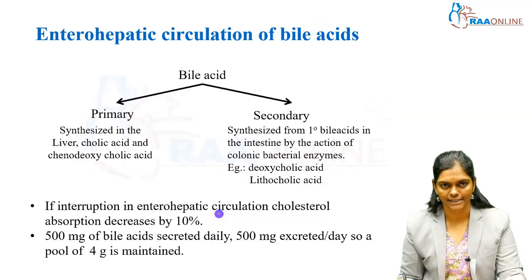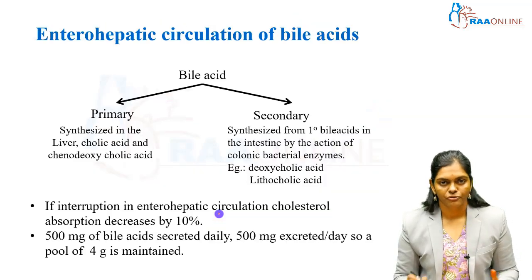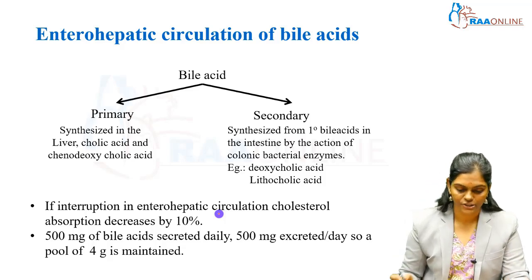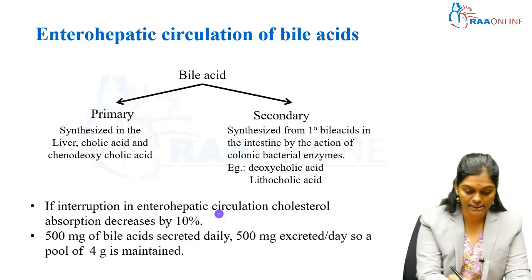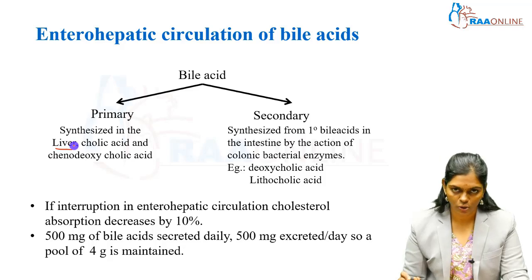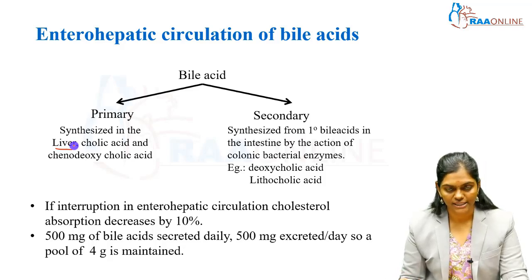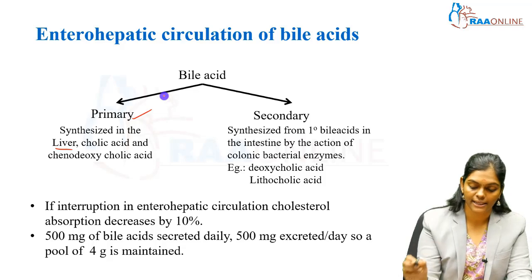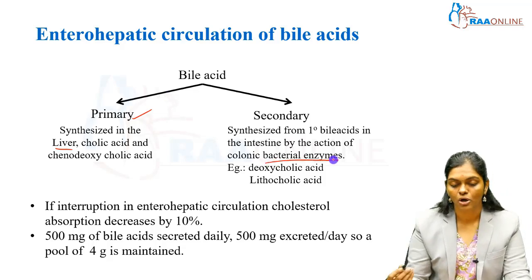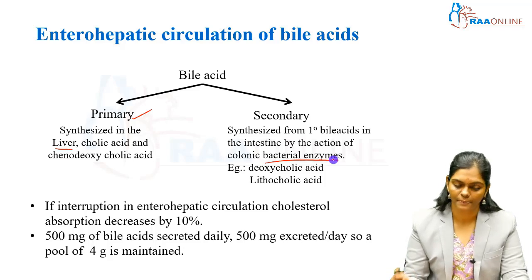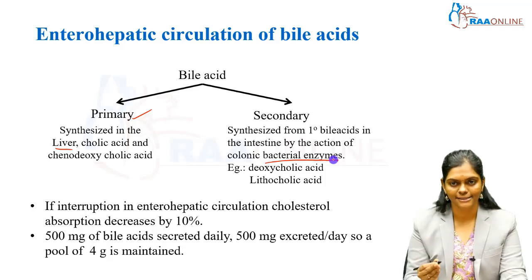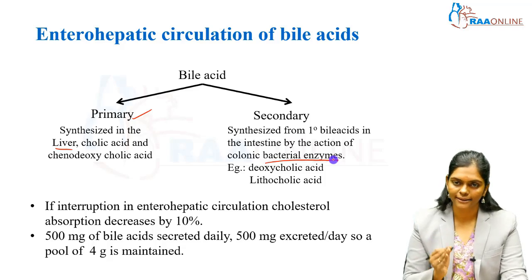Enterohepatic circulation of bile acids. So bile acids are very important for fat absorption. Bile acids again are divided into primary and secondary. Primary is synthesized in the liver. There are two primary bile acids, cholic acid and chenodeoxycholic acid. Secondary is synthesized from the primary bile acid in the intestine by the action of bacterial enzymes. Colonic bacteria are going to act on the primary bile acids and make the secondary bile acids. Examples of secondary bile acids are deoxycholic acid and lithocholic acid.